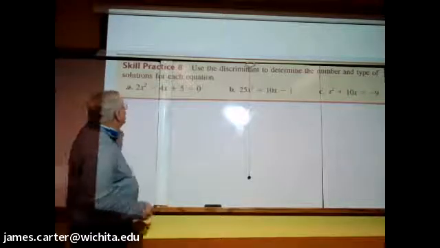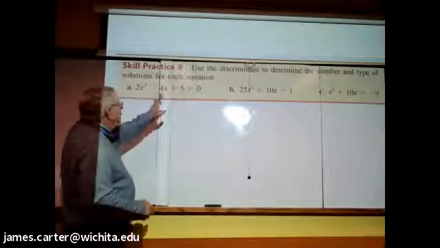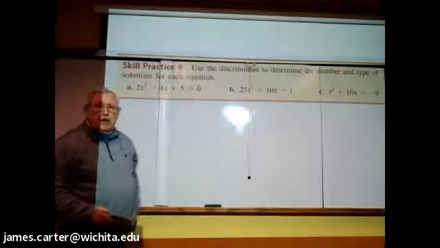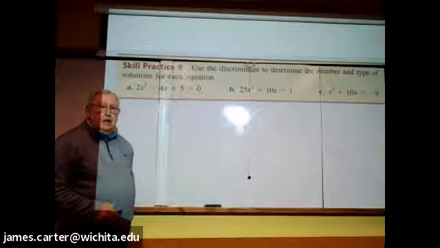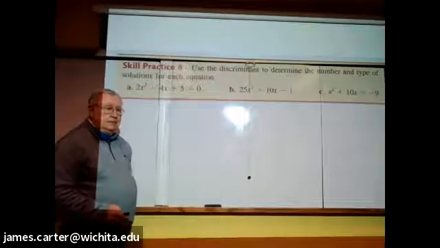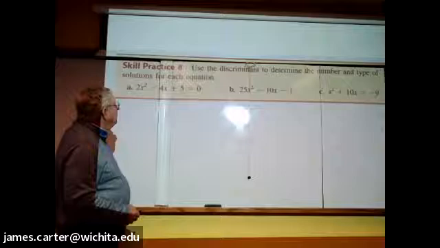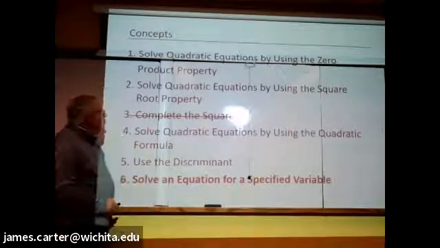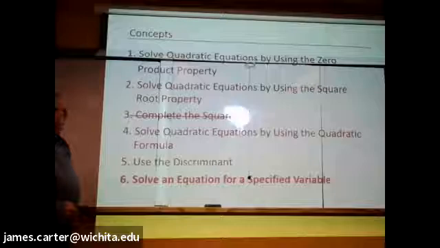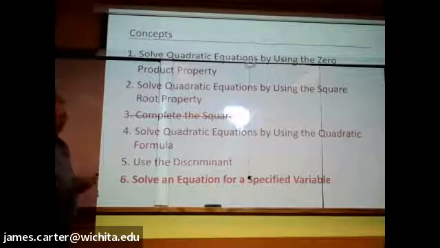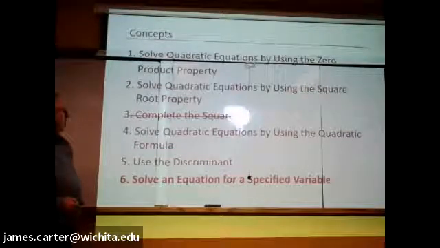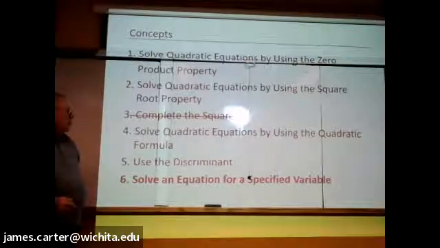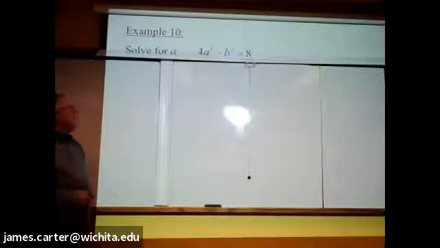Okay, so let's go on. We've covered discriminant already. Remember, it's only the part that's under the radical, under the quadratic formula. So let's go into doing the next thing we want to do. And I think, okay, so now we're in solve the equation for a specified variable.